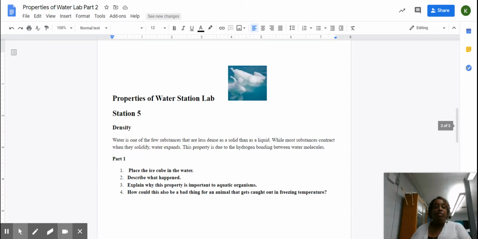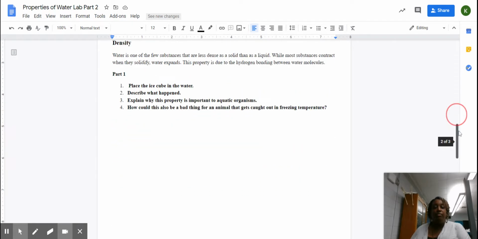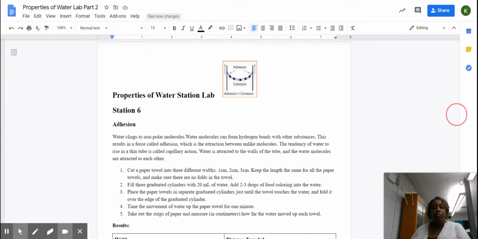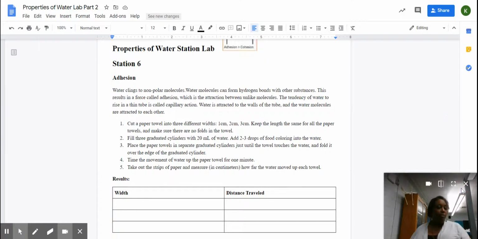All right, so let's move to the last station. And now we're going to be looking at how adhesive water is. So read that little paragraph.